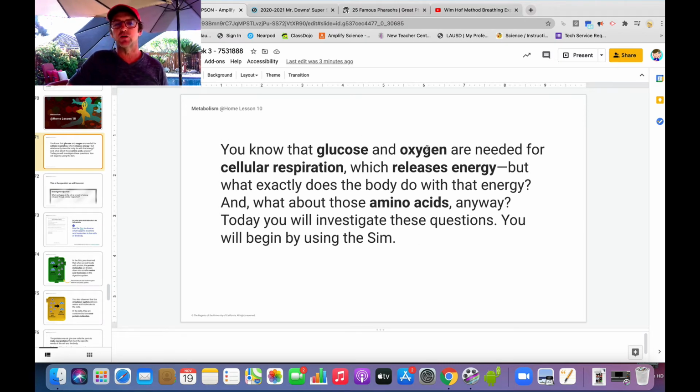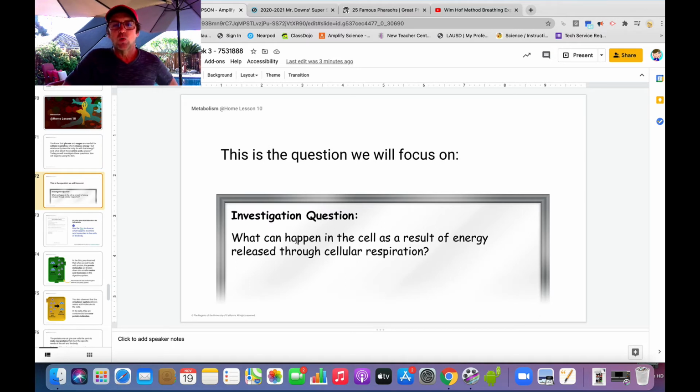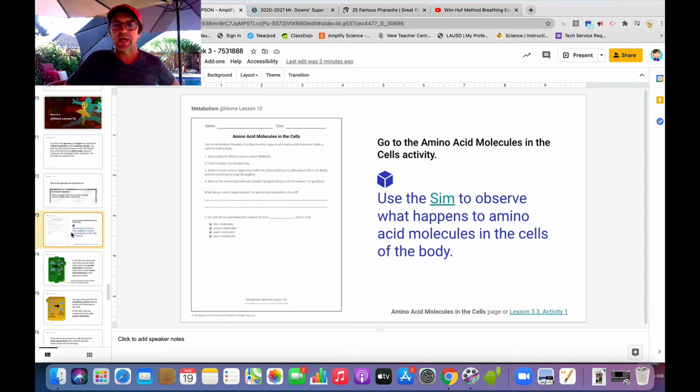So we now know that glucose and oxygen are needed for cellular respiration, which releases energy. But what exactly does the body do with that energy? And what about the amino acids? Because remember, a lot of us said it was 5, glucose and oxygen. What about the amino acids? Today we will investigate these questions. Let's use the Sim. What can happen in the cell as a result of energy released through cellular respiration? We have our Sim here to check it out.